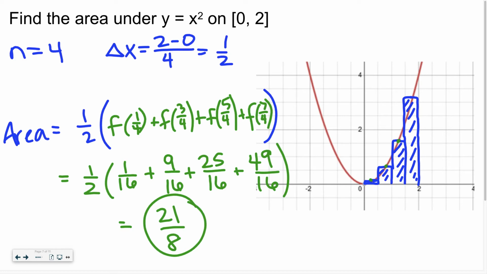And it shouldn't be surprising that that number is in between the left and the right approximation. One was over, one was under. This one's closer. If I made you do this with 6 rectangles, what would be true about our area? It would be more accurate.